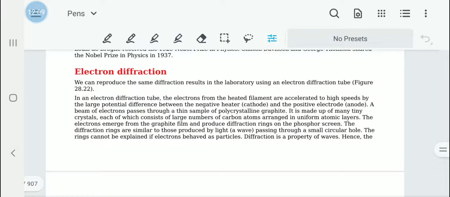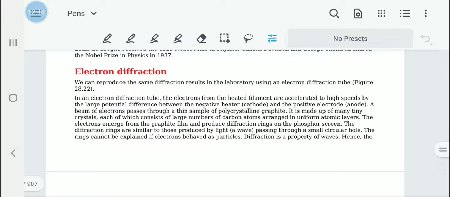That is, there are many tiny crystals with a large number of carbon atoms arranged in a uniform atomic layer. You don't really have to know how they are arranged, but a general idea would be sufficient for you to pass this examination. If you want to know more details, you can learn about these things by reading advanced physics books.